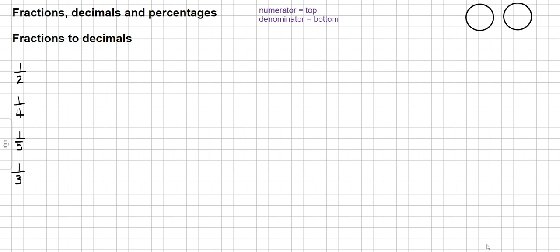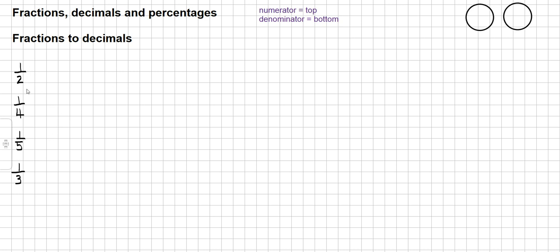I'm going to create several videos which explore the relationship between fractions, decimals and percentages, which are just three different ways of writing the same value, the same number. And at some point we'll explore why it's useful to have them in these different formats. So for this video today, we're just going to explore how to convert from fractions to decimals.